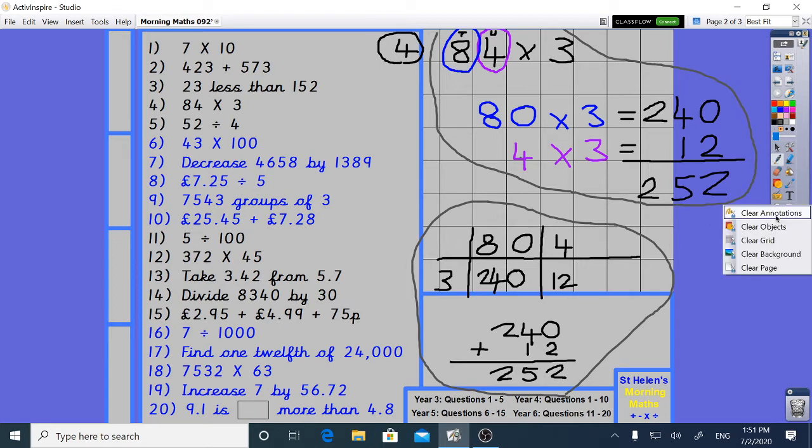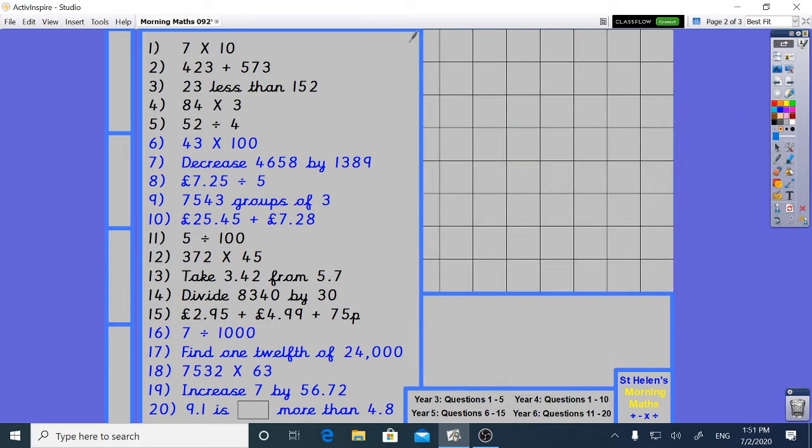Let's go to question 5. 52 divided by 4. 52 divided by 4. This goes past the end of the 4 times table song, but not far past. So if you sang it, you'd get up to the end of the song, which is 48, and it's a little bit further than that. You might know what it is.